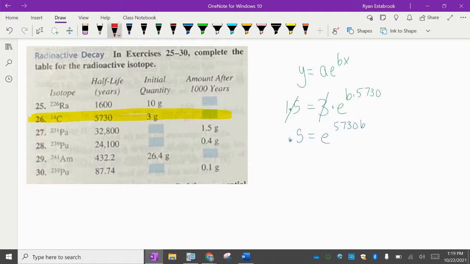Do you know what to do next? Seen a couple times already today. Take the log base E of 0.5, which is equal to the 5730B. So B equals the ln of 0.5 divided by 5,730. Pretty small number, I'm assuming.